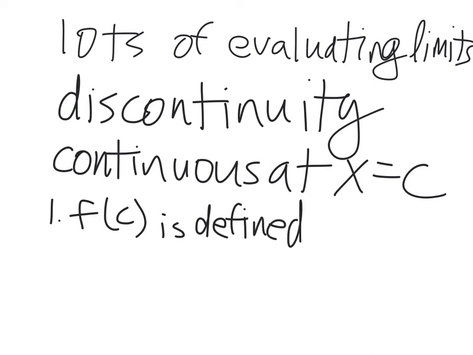Now, some cases where f of c would be undefined, 1 over the quantity x minus 1, well, x cannot equal 1, we'd end up with 0 in the denominator, so we'd have f of 1 is undefined. Immediately we could say f is discontinuous at x equals 1 because f of 1 is undefined. It's also, these other conditions would not be met either, but number 2 deals with the limit.